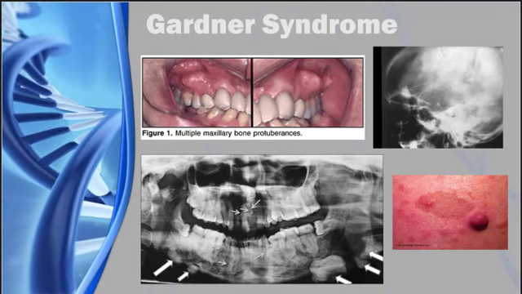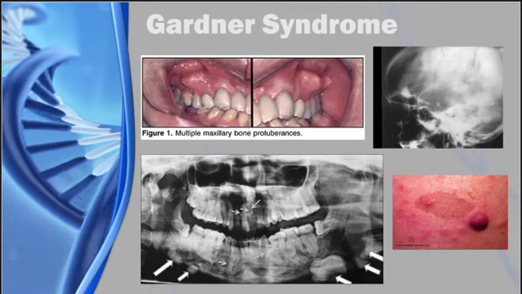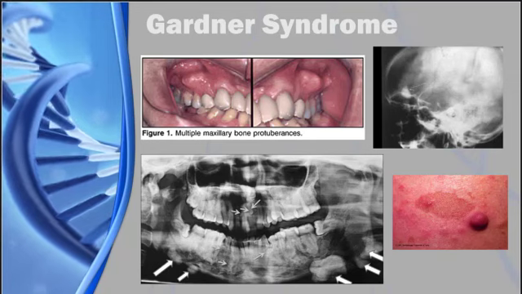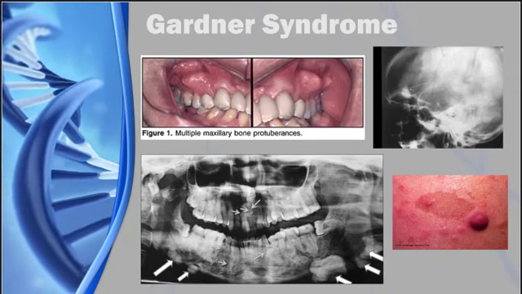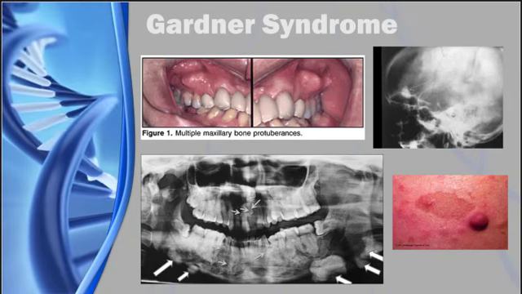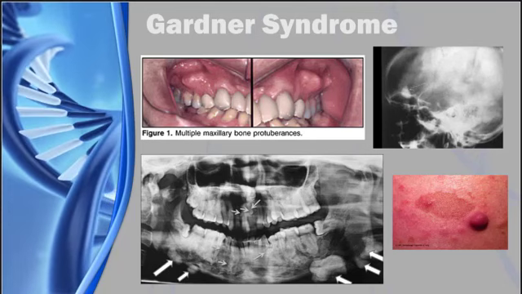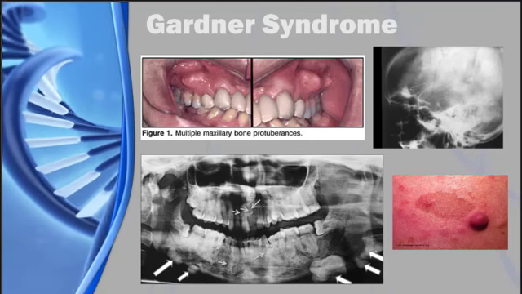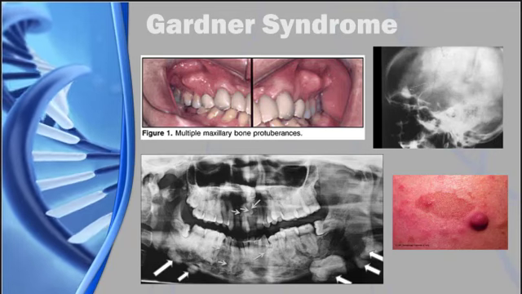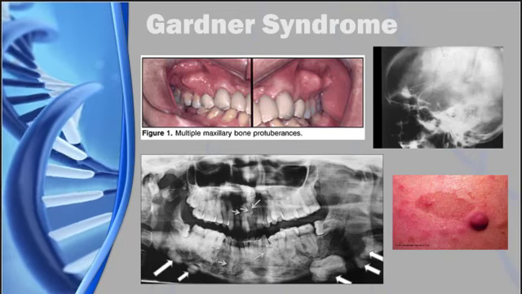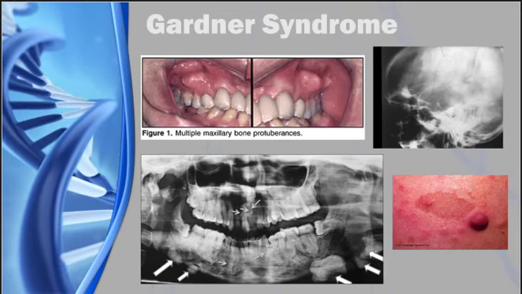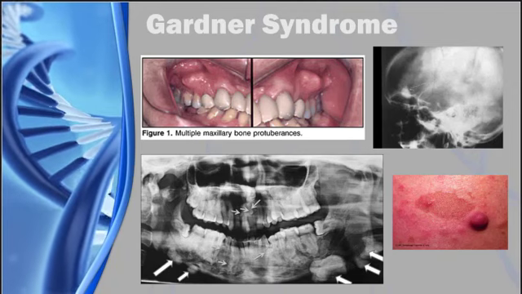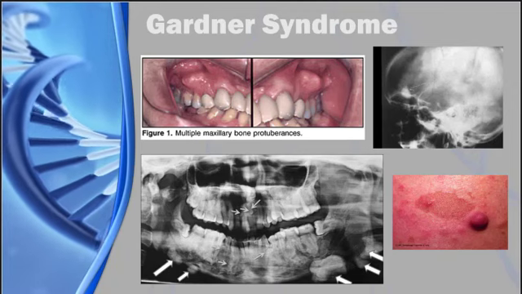Gardner syndrome is characterized by osteomas in various bones and intestinal polyposis, which unfortunately leads to a high rate of colorectal carcinomas beginning at age 30. Osteomas in the facial bones will obliterate the sinus cavities, which leads to facial asymmetry.